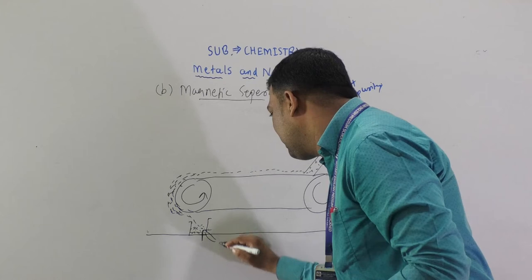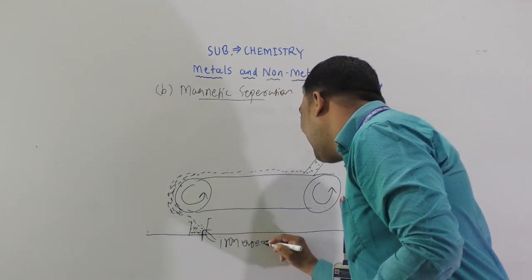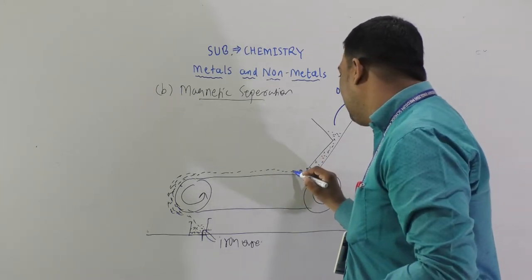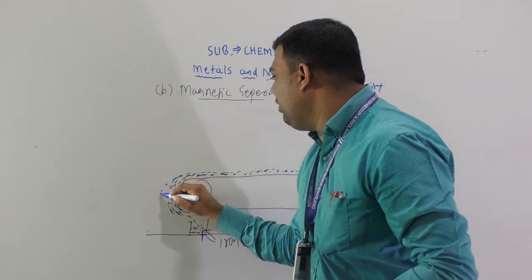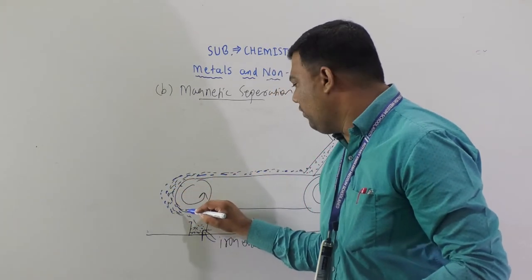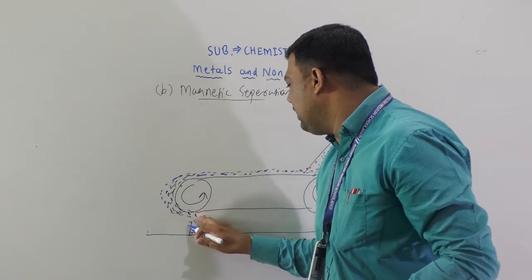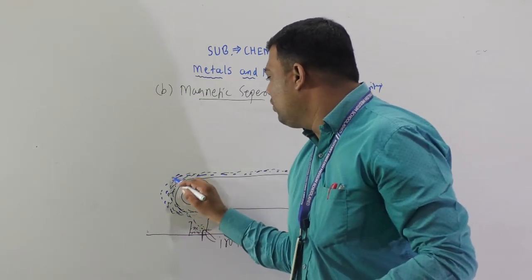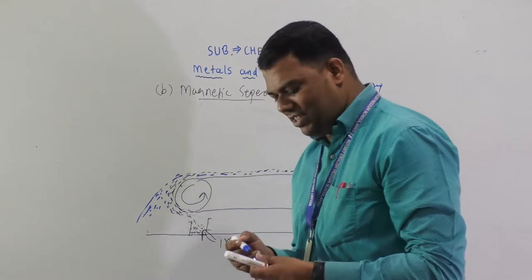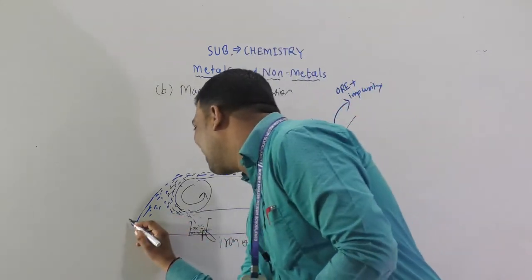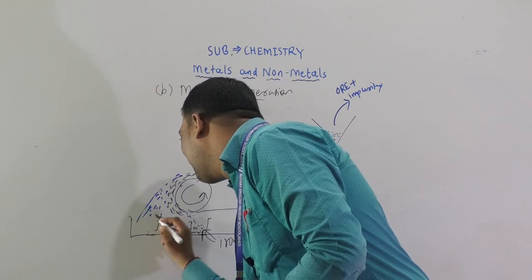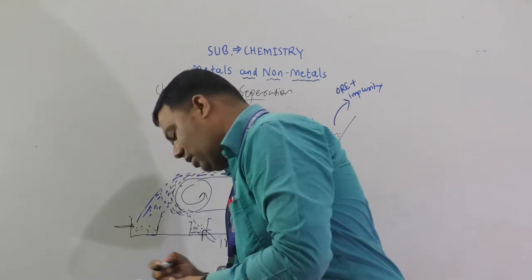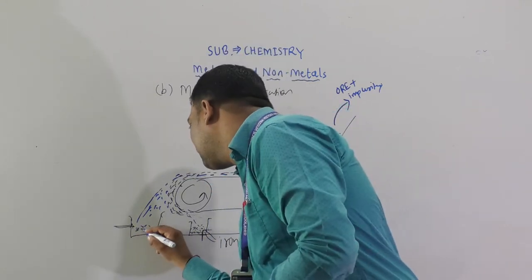So here, iron ore. And suppose impurity is also there. This impurity will not be attracted by the magnet, because it is non-magnetic, so it will not stick here, it will directly fall here. Directly falling here means that here we will get the impurities.